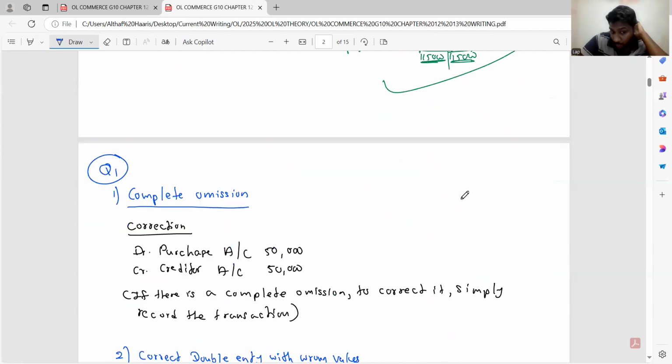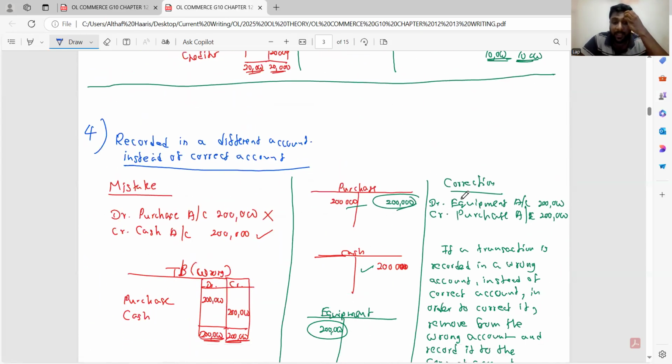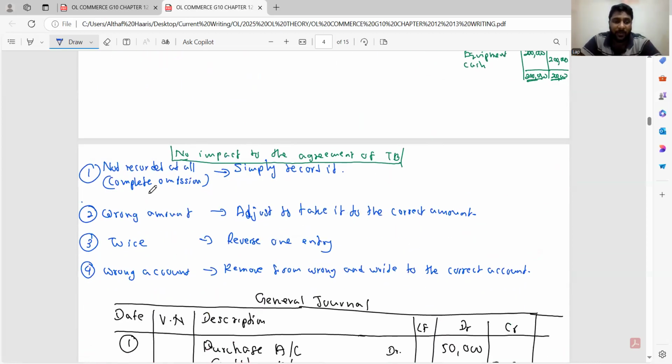Then we learned certain situations where, even though the trial balance is balancing, there can be mistakes in your accounts. First one we learned is complete omission. Complete omission means you have completely missed a transaction. In order to correct it, simply record the transaction. Second, you have recorded everything properly, double entry, but with the wrong amount. Instead of 20,000, you have recorded 2,000. To correct it, you have to make the relevant adjustment to take the wrong amount into the correct one.